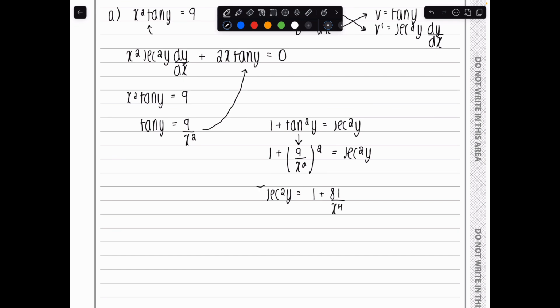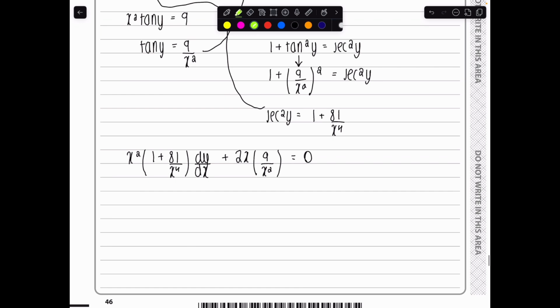So now we've got two different expressions that we can sub in. So let's do that. We have x squared, now instead of sec squared y, we'll write 1 plus 81 over x to the 4, dy by dx. And then we're going to add 2x, but instead of tan y, we'll write 9 over x squared. And that is all equal to 0.